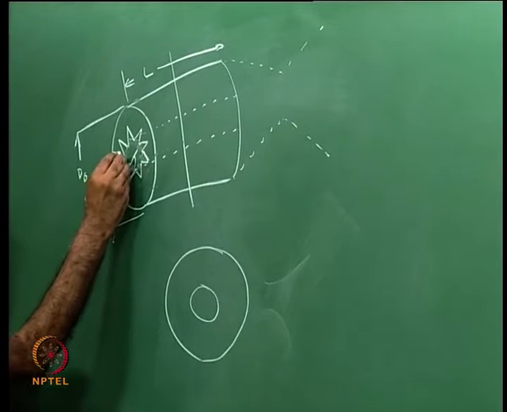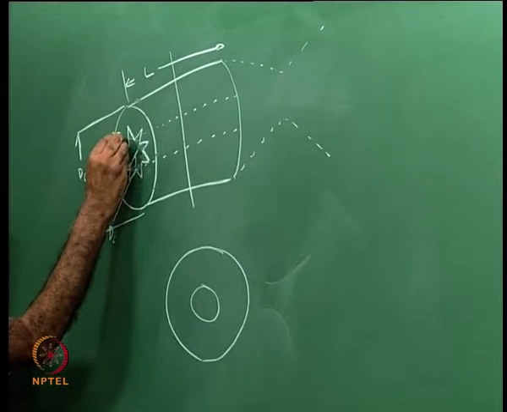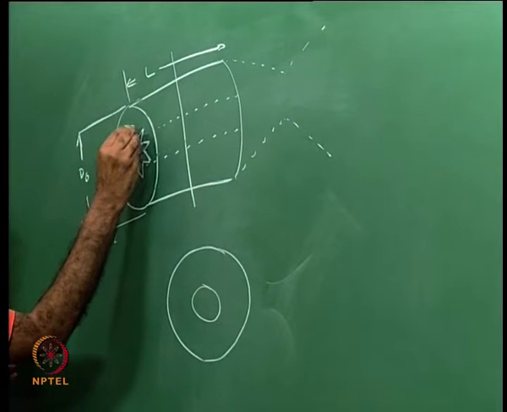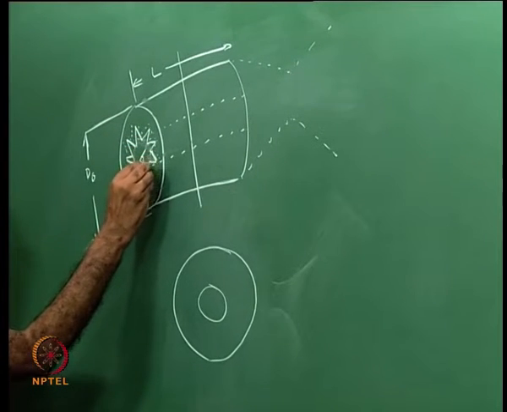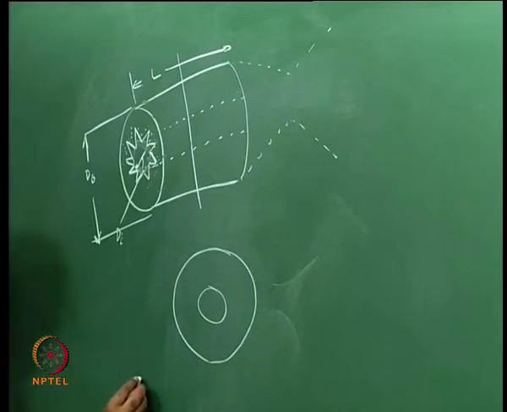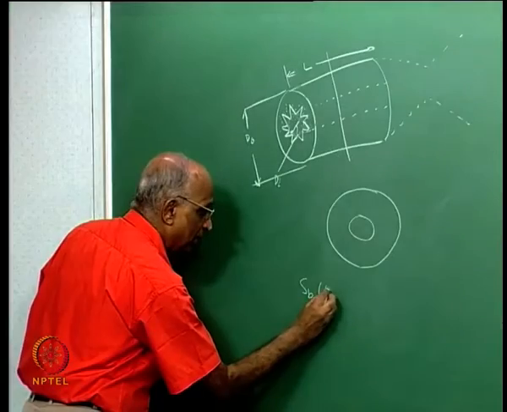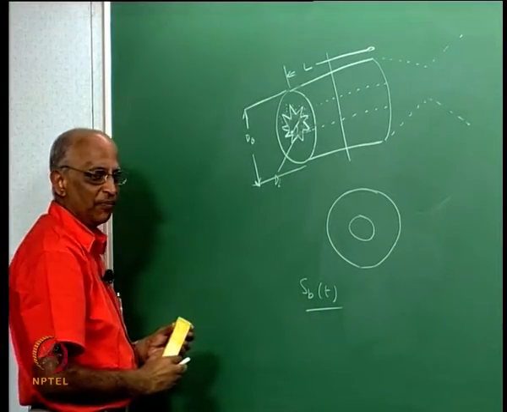And how is it going to evolve? At the next instant of time, it is going to come here, it is going to come here, it is going to come here, and therefore I find it regresses in a slightly different shape, and therefore I am interested in finding how the burning surface area evolves with time.